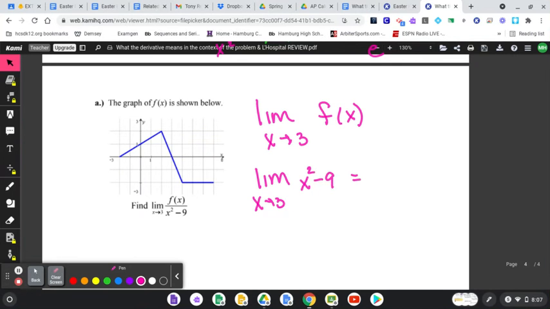So let's see, 3 squared is 9 minus 9 is 0. And then this is a graph of f. f of 3 is 0. So I'm definitely getting a L'Hopital question. So now I can apply L'Hopital because I've written them separately.